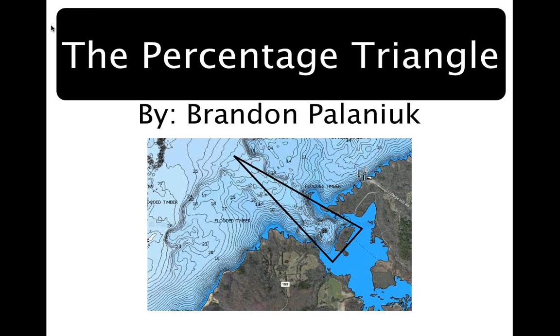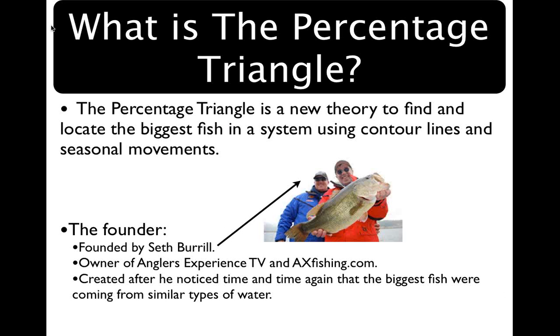So what I'm going to explain to you guys is a theory that I call the percentage triangle. Now it's going to be a little bit confusing, and I'll do my best to explain it to you guys as we go through. But the biggest thing is the percentage triangle. It's a theory to find the biggest fish in a system using those contour lines and using seasonal movements. Now it's not always going to find all of the fish, but the key word there is we're trying to find the biggest fish in the system.